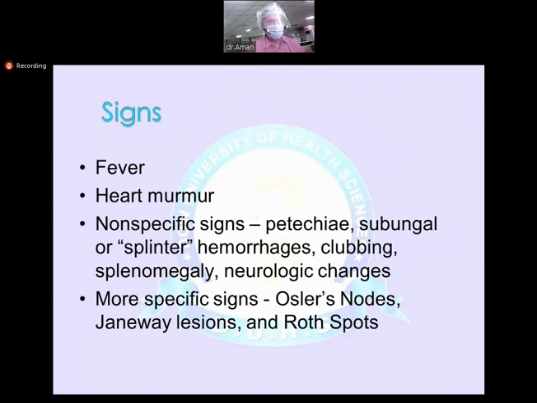Patients have fever, heart murmur, and non-specific signs: petechiae, subungual or splinter hemorrhages, clubbing, splenomegaly, and neurologic changes. More specific signs are Osler nodes, Janeway lesions, and Roth spots. So you must check the patient thoroughly: the oral cavity for petechiae, the eyelids, the hands and nails for Osler nodes and Janeway lesions. It is very important. I would like to show you the pictures. Keep in mind how we will diagnose and what the signs of infective endocarditis are, so you should look carefully.